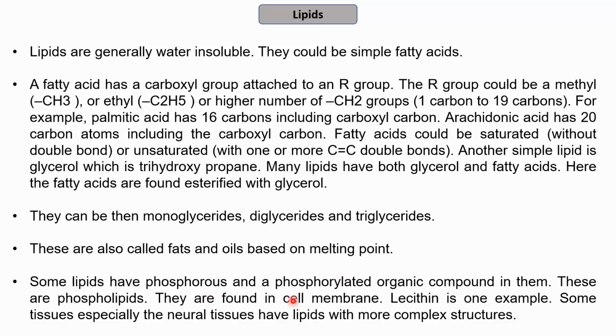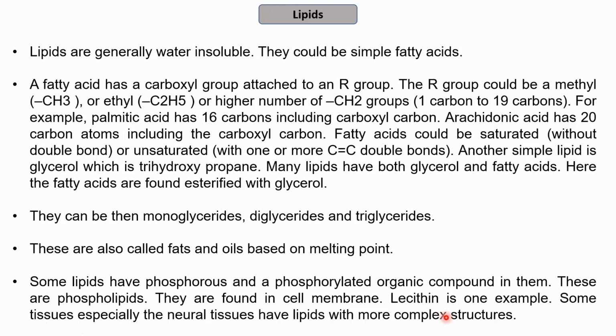Some lipids have phosphorus and a phosphorylated organic compound in them. These are called phospholipids. We know that phospholipids are an essential component of the plasma membrane, so they are found in the plasma membrane. Lecithin is one such example. Some tissues, specifically the neural tissues, have lipids with more complex structures. Neural tissues have structures known as the myelin sheath that are made up of lipids.